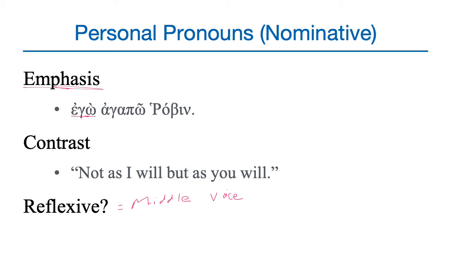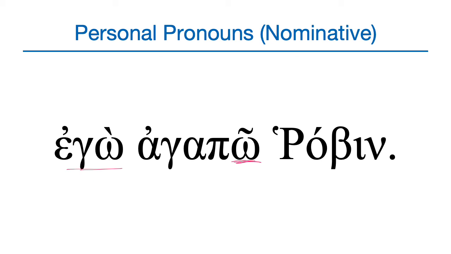Let's go to reflexive. The reflexive means the subject is acting upon itself. Let's say I love myself, I love me. That is reflexive. So ego agapo Robin, with emphasis: I love Robin. Ego, I; agapo, I love Robin.